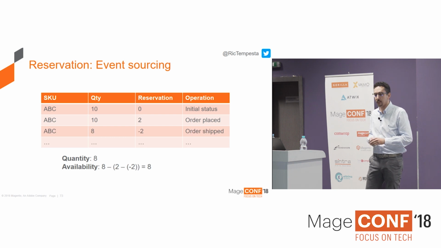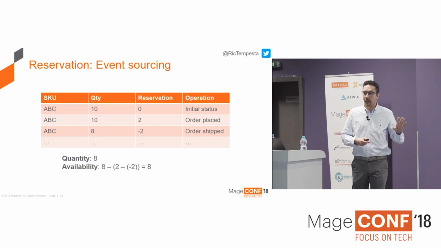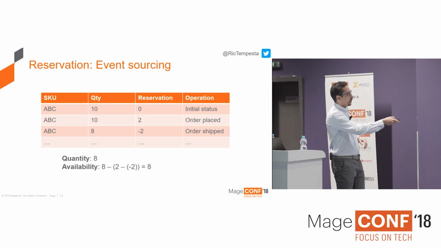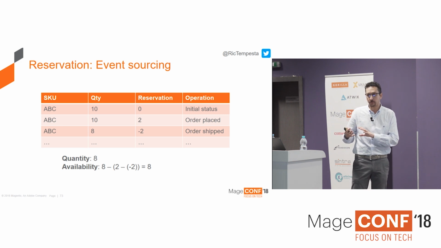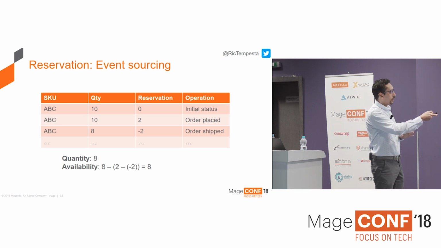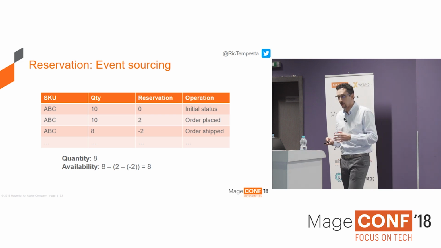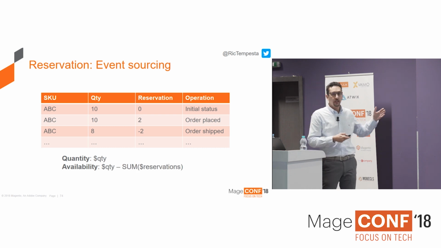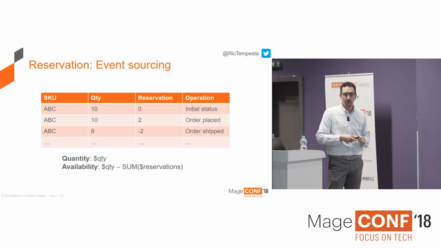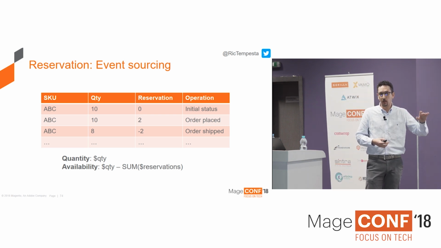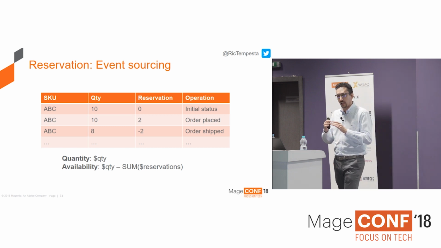They are different ideas. Then when the order is shipped, we really deduct the quantity, so the quantity becomes 8, and we create a so-called compensation reservation. Otherwise, if we don't do this, our availability would be 6. This is how MSI works. More in general, the quantity is how many products you have in the warehouse, and availability is your quantity minus the sum of all reservations. This is more or less event sourcing.